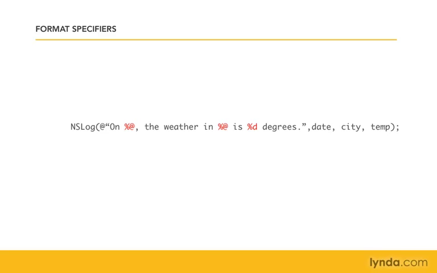Now, there are other format specifiers. There's %f for, say, a floating point variable. If you want to get the full list, the best idea is to look at Apple's documentation or just Google Objective-C format specifiers. But this will actually get us pretty far, knowing the %@ and %d.